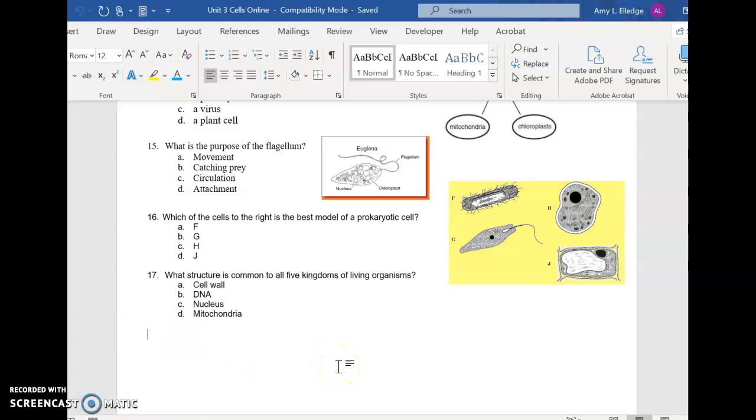What structure is common to all 5 kingdoms of living organisms? Well, animal cells don't have a cell wall, but do they all have DNA? Sure. They don't all have a nucleus because bacteria don't, we know from the question right before, and they don't all have mitochondria because those are membrane-bound organelles. So the answer should have been B, DNA.